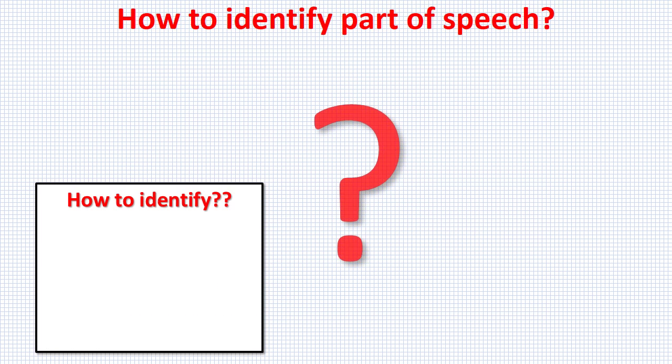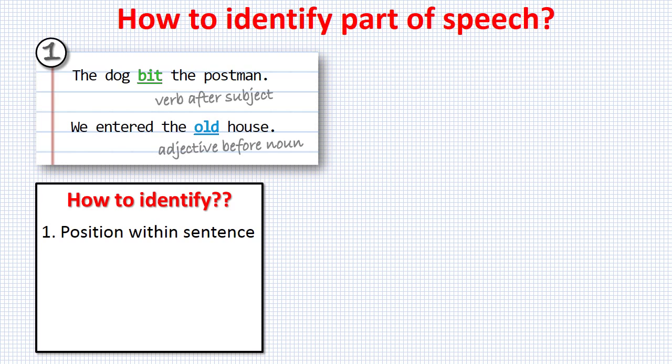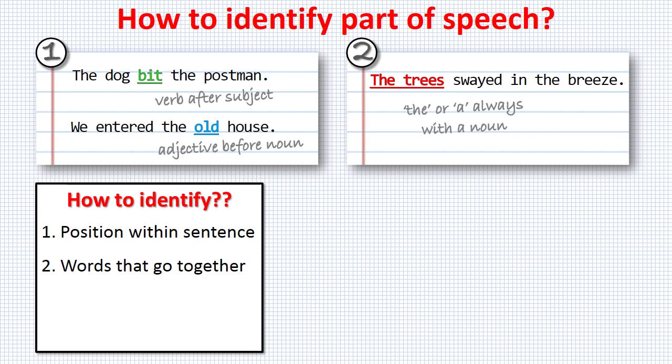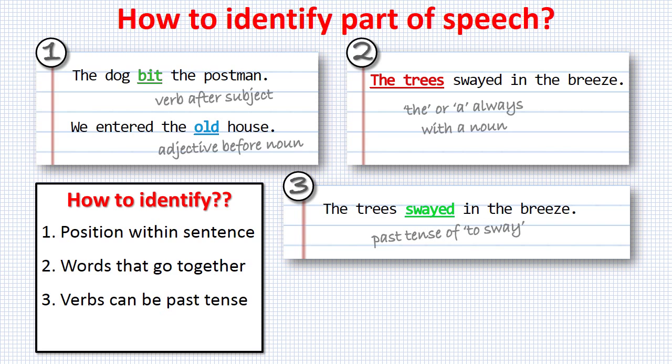Okay, now how do we identify word class or part of speech? Well, one way is to look at the position in the sentence, but also to notice any words that accompany that word. So, for example, I know this is a noun because it goes with a or the. This one I know is a verb because it's after the subject. I can also make it into the past tense by adding ed.